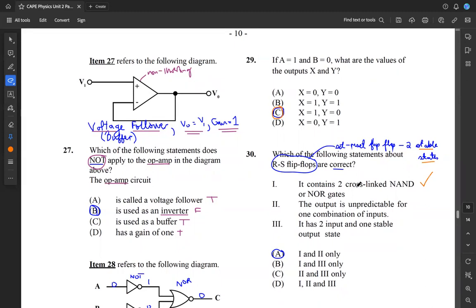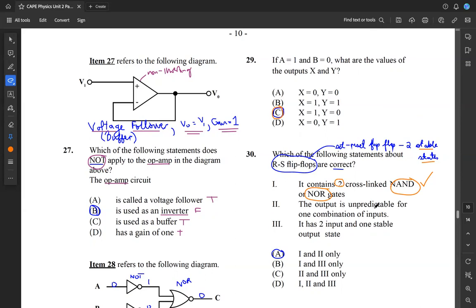But the RS flip-flops, most commonly what you will see is two NOR gates, right? So you can either use two NOR gates that are cross-linked or you use two NAND gates that are cross-linked, right? So it's just kind of like a crisscross thing. So that's correct. That's a correct statement about RS flip-flops.